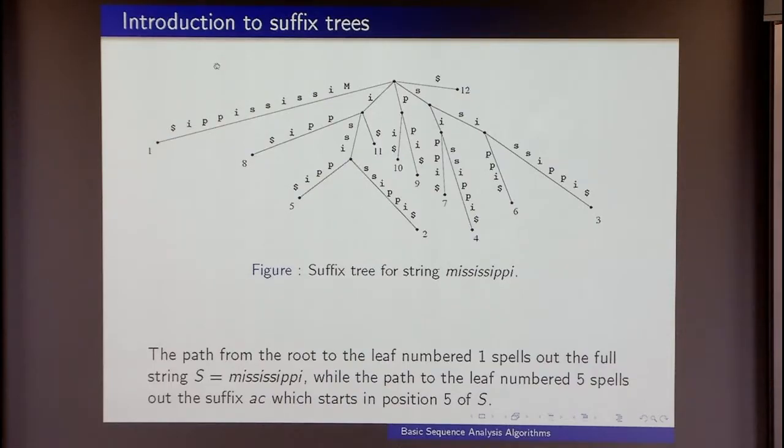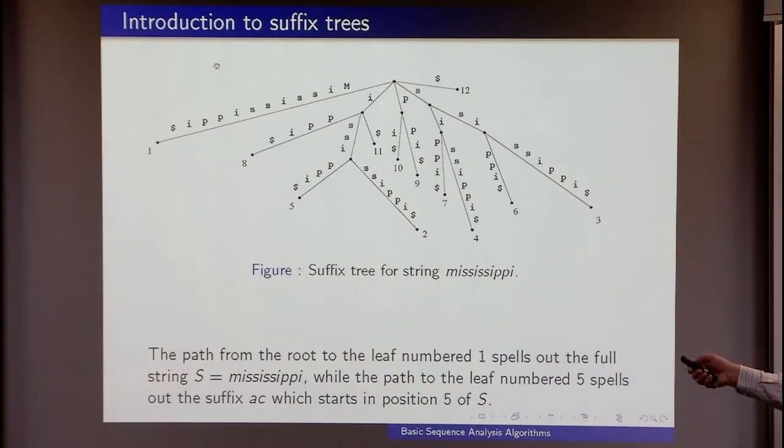Now, if you want to collect all the occurrences, let's say of ISSI, you walk down ISSI, and at the leaves, you have the places where ISSI occurs. It starts at position 2 and it starts at position 5. So if you walk down a particular pattern and then you do a depth first traversal to pick up all of the leaf labels beneath that, you'll find all of the occurrences of that particular pattern as well. And it takes a little bit of analysis, but the time for collecting all of the occurrences is just proportional to the number of them.